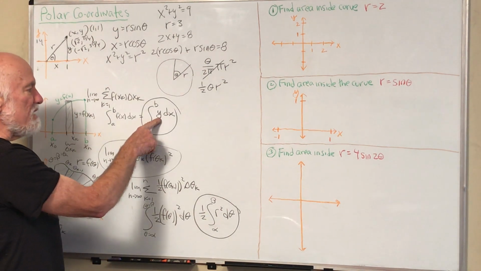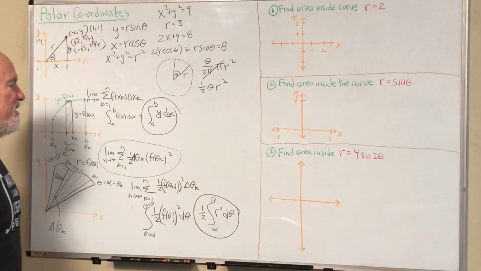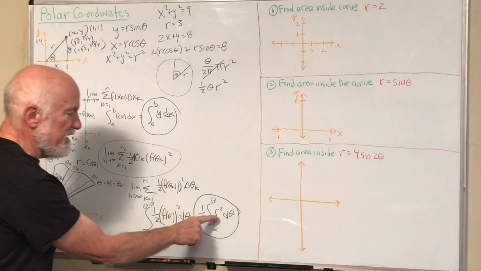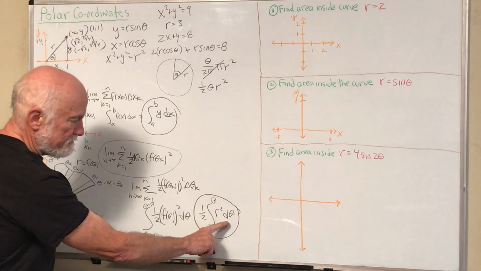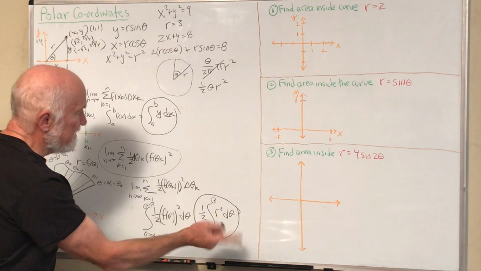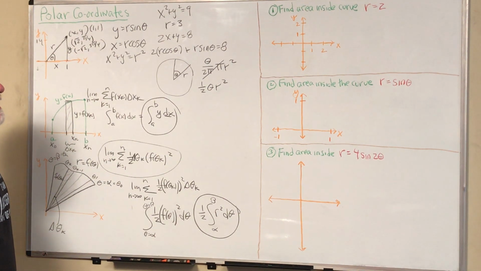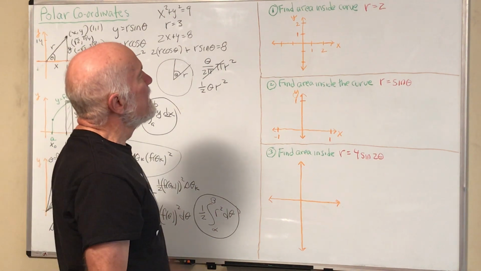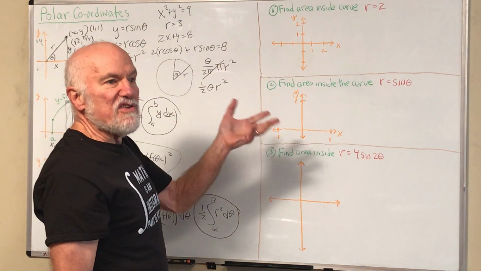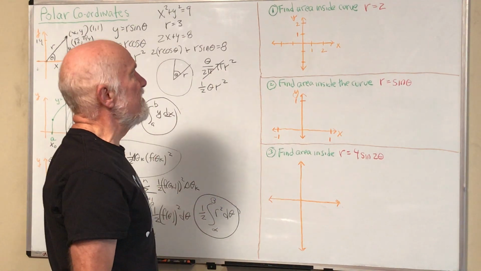What did we always need before? We needed a height, and the width was always dx. Now what are we going to need? We're going to need a radius. And theta is just going to be the angle. So let's get into some examples. And I'm picking some easy examples at the beginning to see if this makes sense.